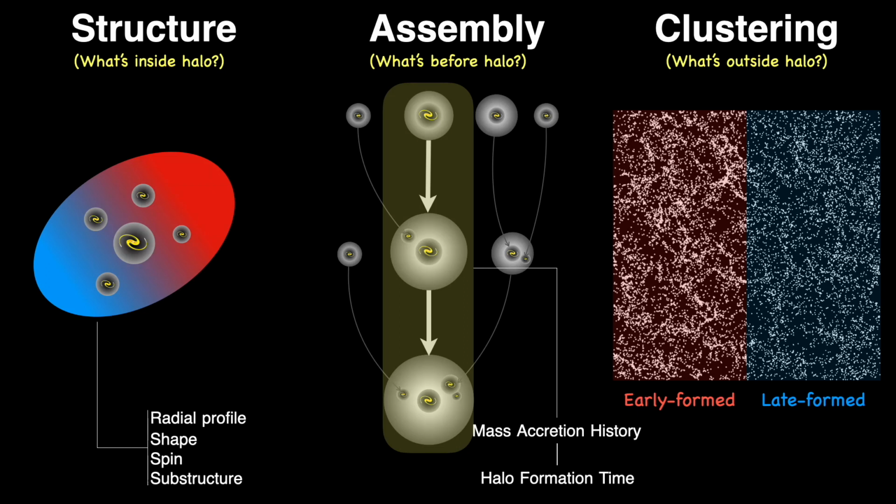Combining these three perspectives, we can find a lot of interesting things about dark matter halos. For instance, halo assembly bias is found by combining halo clustering and halo structures or halo assembly, depending on which halo property is under consideration. In addition, there are many models trying to predict halo structures like halo concentration and substructures from the assembly history, and these models are very successful.